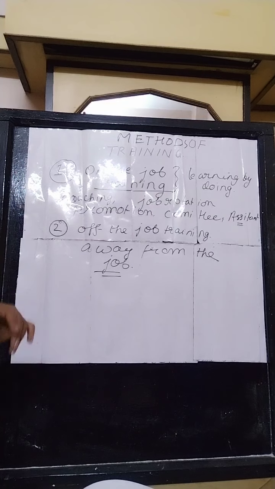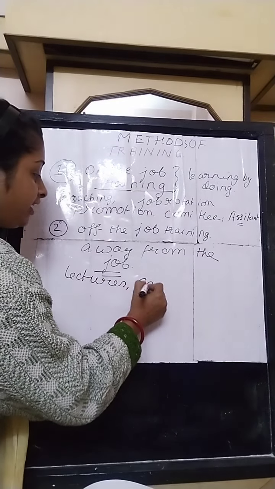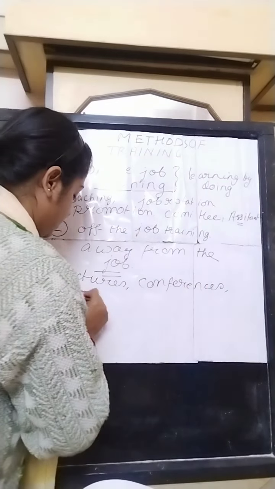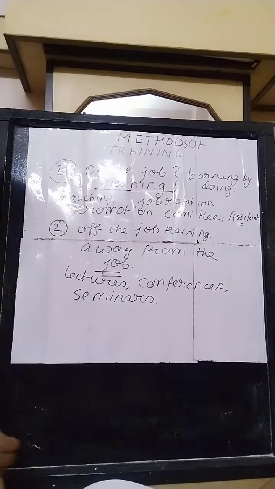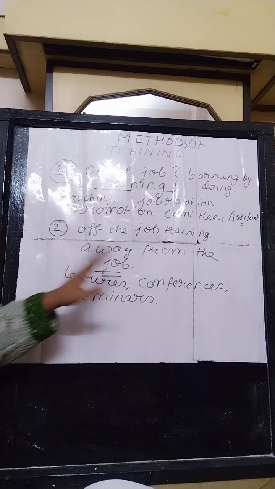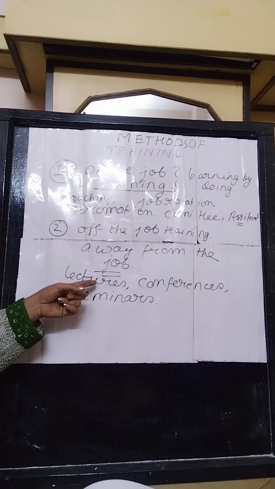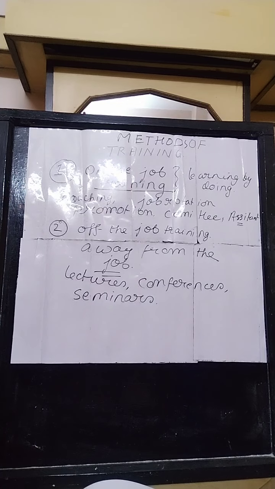For example, lectures, conferences, seminars. These are different off the job methods. Executives will come and give lectures. Different executives from different companies will provide lectures, conferences and seminars, and the employees of an organization attend this kind of off the job training.